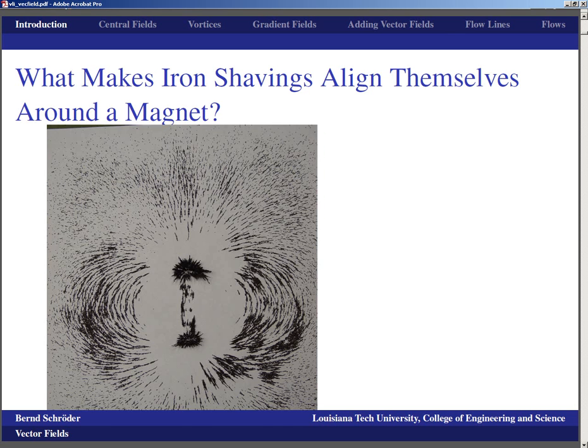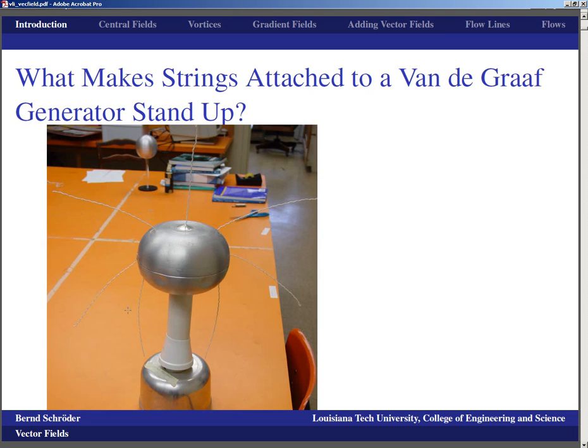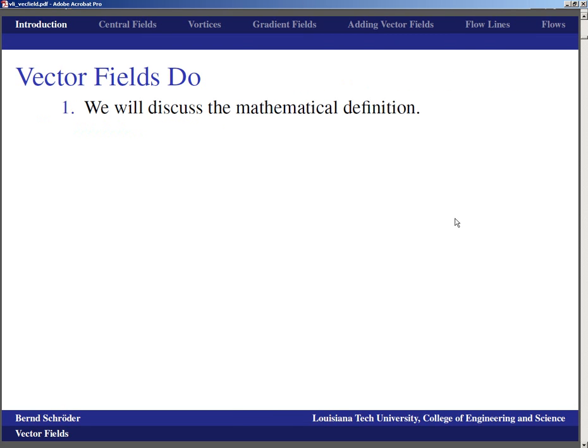Namely, these iron shavings align themselves with the magnetic field of the permanent magnet, and these strings that are attached to a Van de Graaff generator, when the generator runs, these strings are getting charged and then they align themselves with the field lines of the electric field around the Van de Graaff generator. They're a little curved here because these strings have mass, and so they're also attracted by the gravitational field of the Earth. Okay, so what we will do is we will discuss the mathematical definition of vector fields.